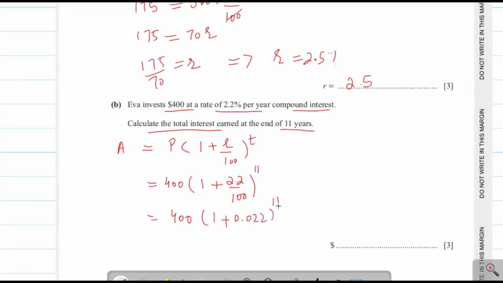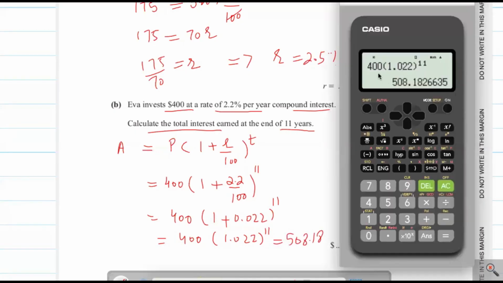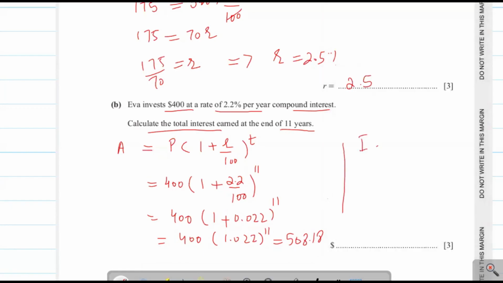0.022 whole power 11, and this will be equal to 400 into 1.022 whole power 11, and this will be equal to 508.18. Look here, this is 400 into 1.022 whole power 11, this is 508.18, and the interest will be equal to A minus P, and here A is 508.18 minus principal amount 400, and this value will be equal to $108.18, and this is the answer.